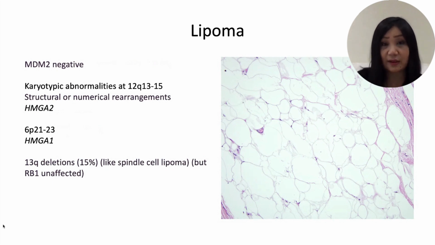Lipomas are instead associated with various karyotypic abnormalities, so structural or numerical rearrangements involving 12q and involving HMGA2. They can also involve 6p chromosomal area involving HMGA1 gene, and about 15% of these can show 13q deletions. So 13q deletions are a characteristic of the spindle cell lipoma family. But in lipomas, where there are 13q deletions, typically these do not affect the RB1 locus.